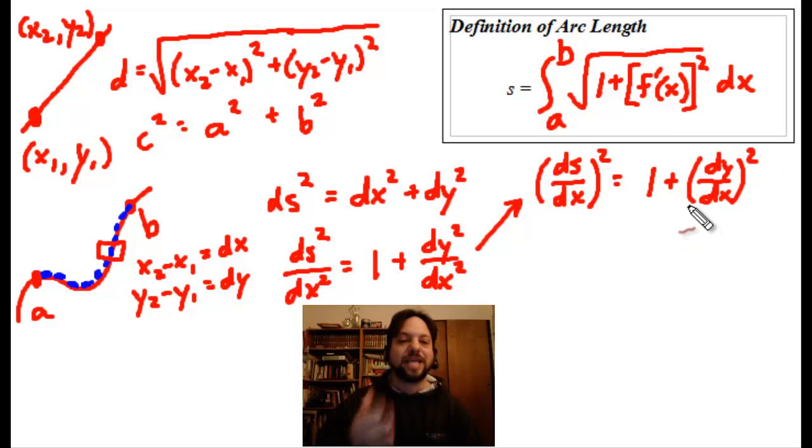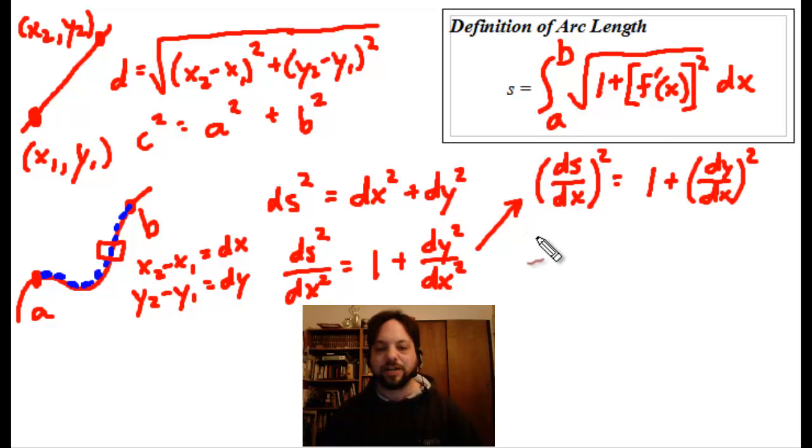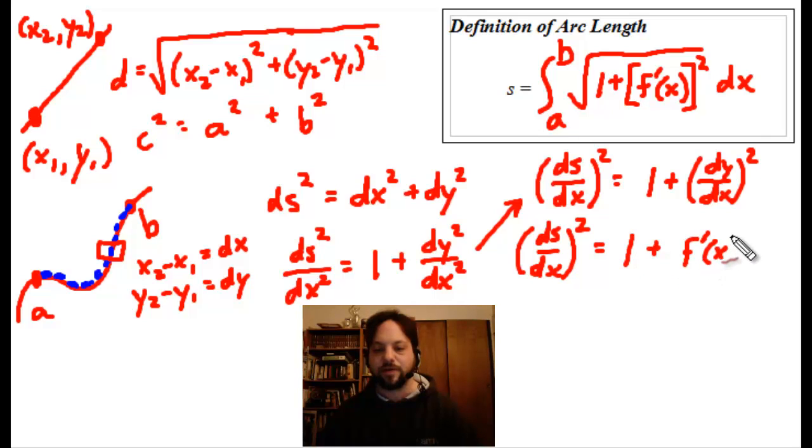But dy over dx, what is dy over dx? You might say to yourself, well, that's really just the derivative of a function. If that's the case, then let me keep my left side the same, ds over dx quantity squared. Over here, this will just be 1 plus the derivative of y, whatever that is, squared. Well, now, this is getting very interesting. Maybe you can see where this is all going.